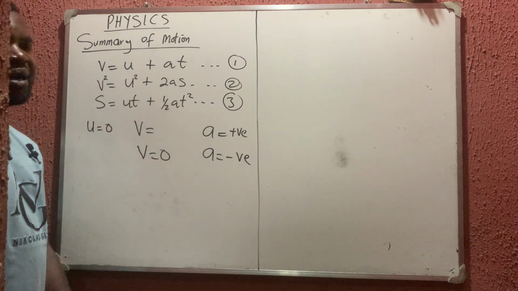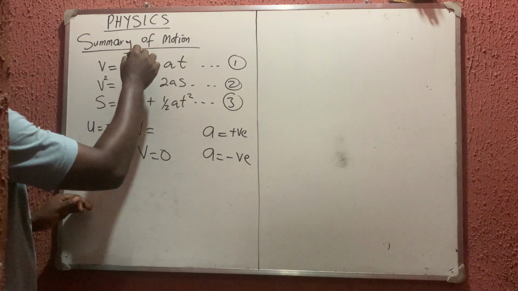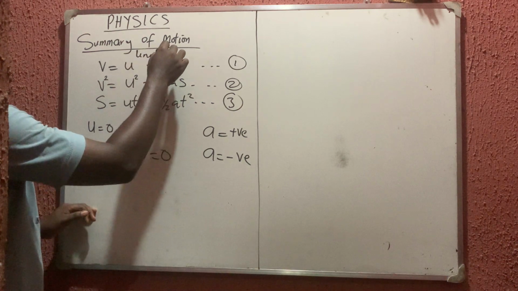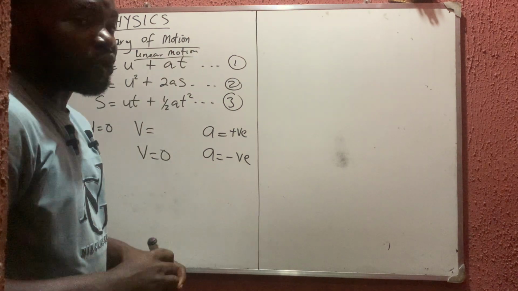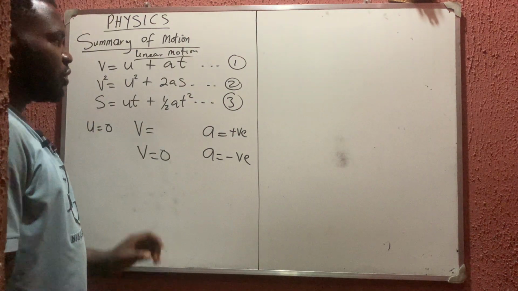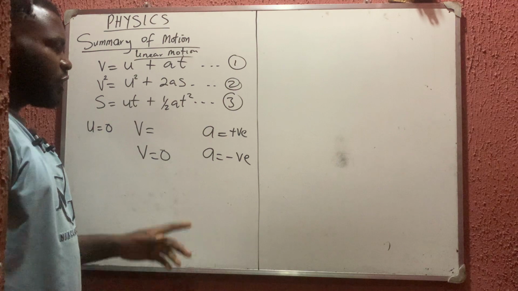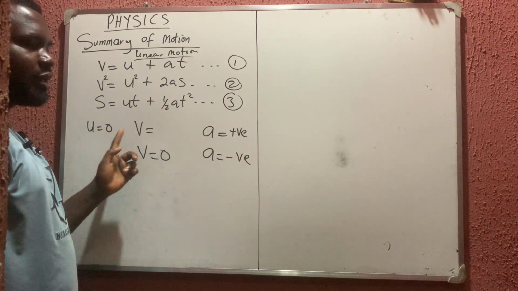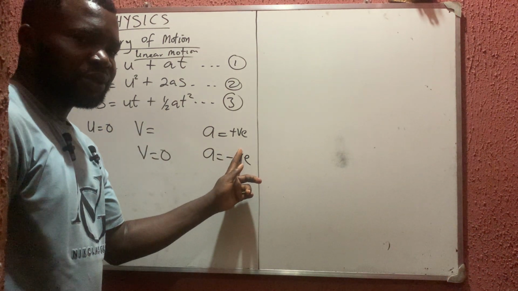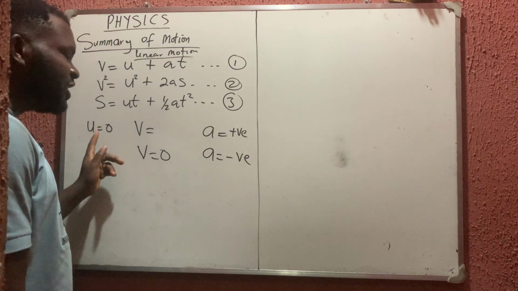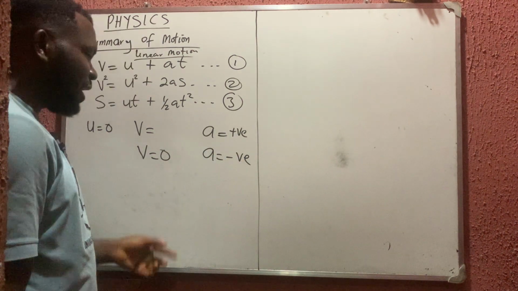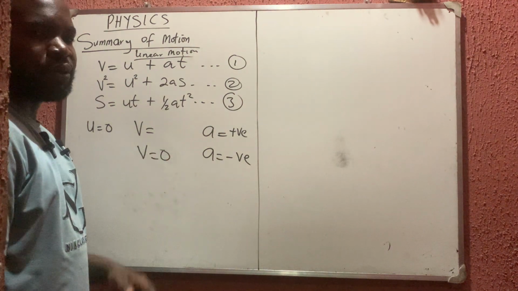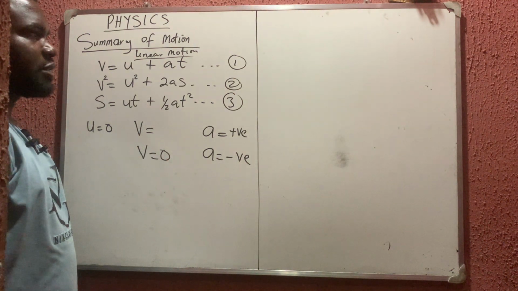Then you are done with linear motion. This first one is linear motion. If you know just these three concepts I just said, you are done. Know your three equations of motion, then know that if a body starts from rest, then you are talking about acceleration, and your initial velocity must be 0. Then if a body is going to rest, then the final velocity must be 0. All right? That is that for that.